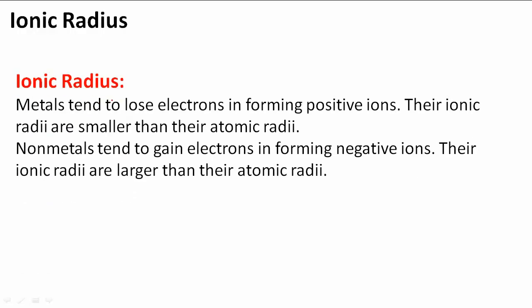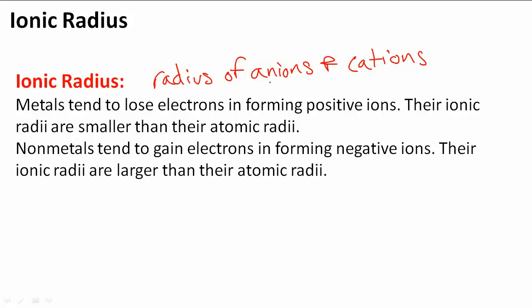Ionic radius. Ionic radius refers to the radius of anions and cations. So instead of atomic radius, when we're talking about a neutral atom that has all of its electrons and protons, when we talk about ionic radius, we're talking about the radius of anions and cations, positive ions and negative ions.